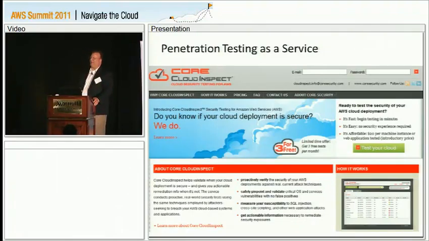Another one that's just a great example of what's coming was developed with one of our partners called Core Security. Core Security has a penetration testing service, and what they did is build a cloud service out of it. The idea is that you can create an identity and access management user, what we call an IAM user in the AWS world.